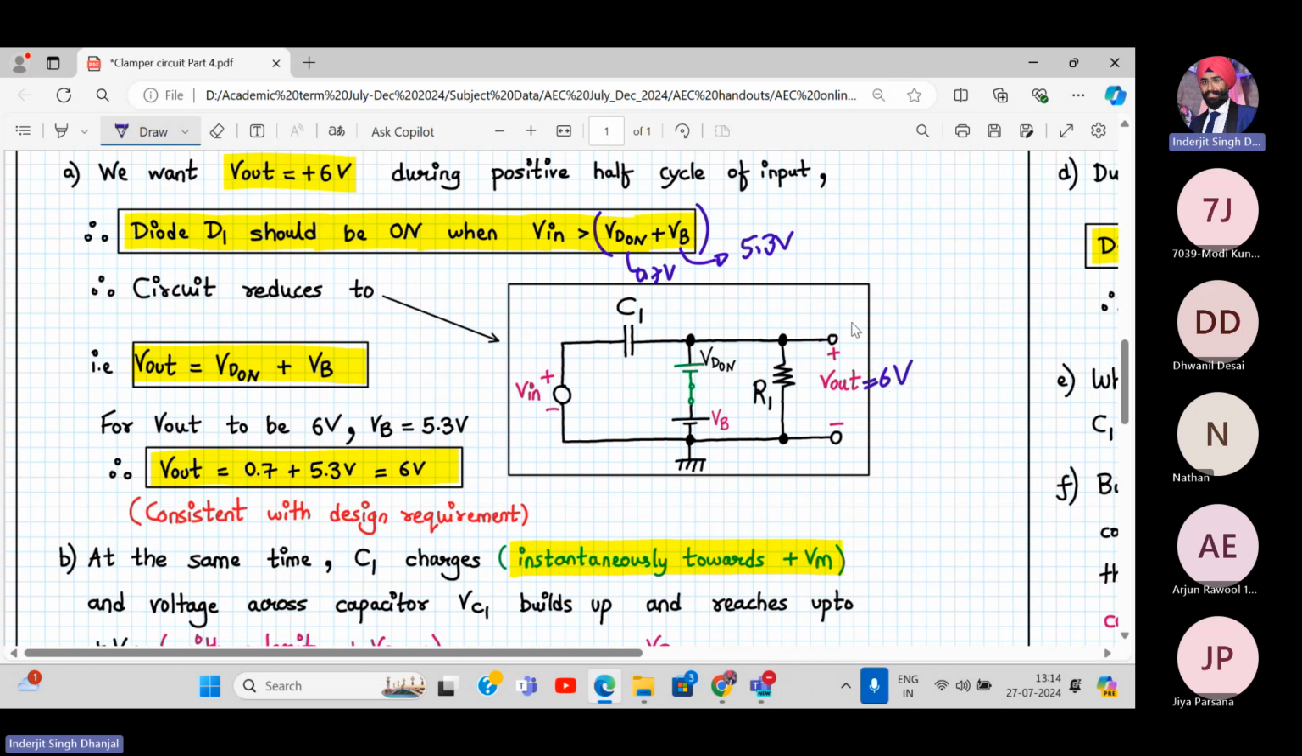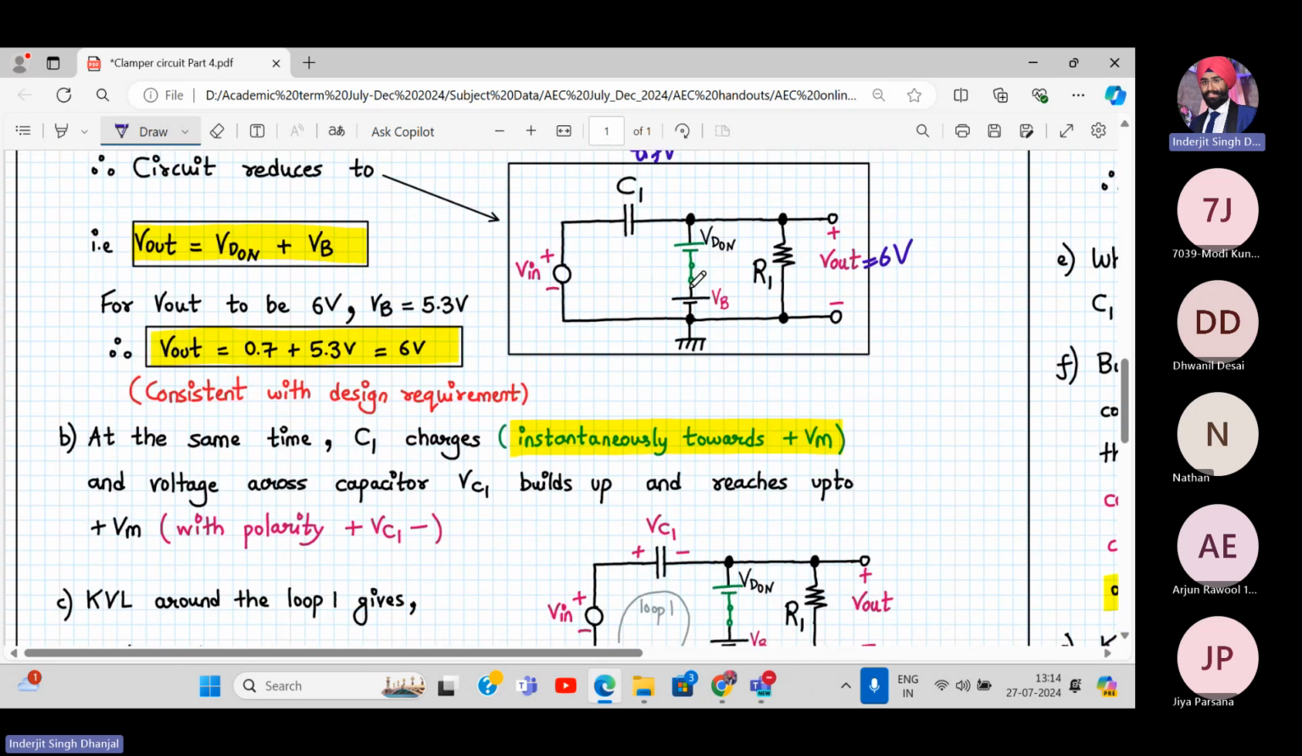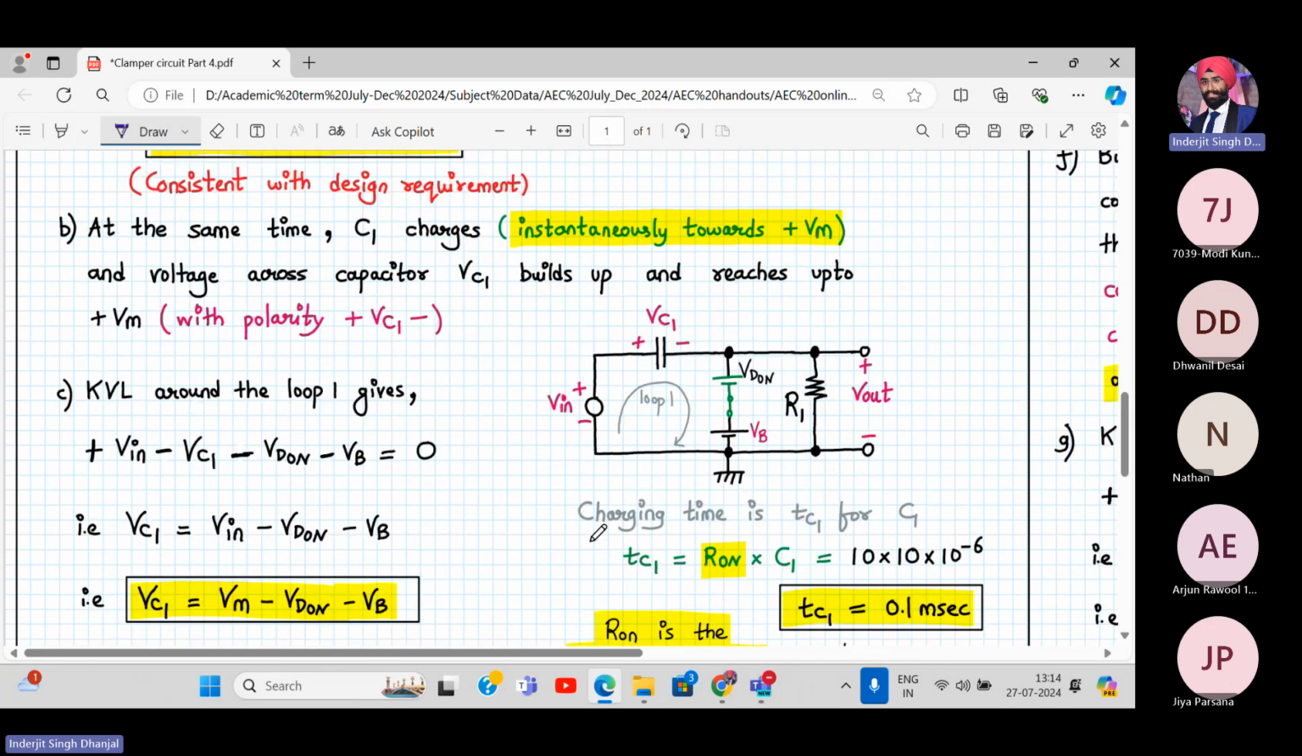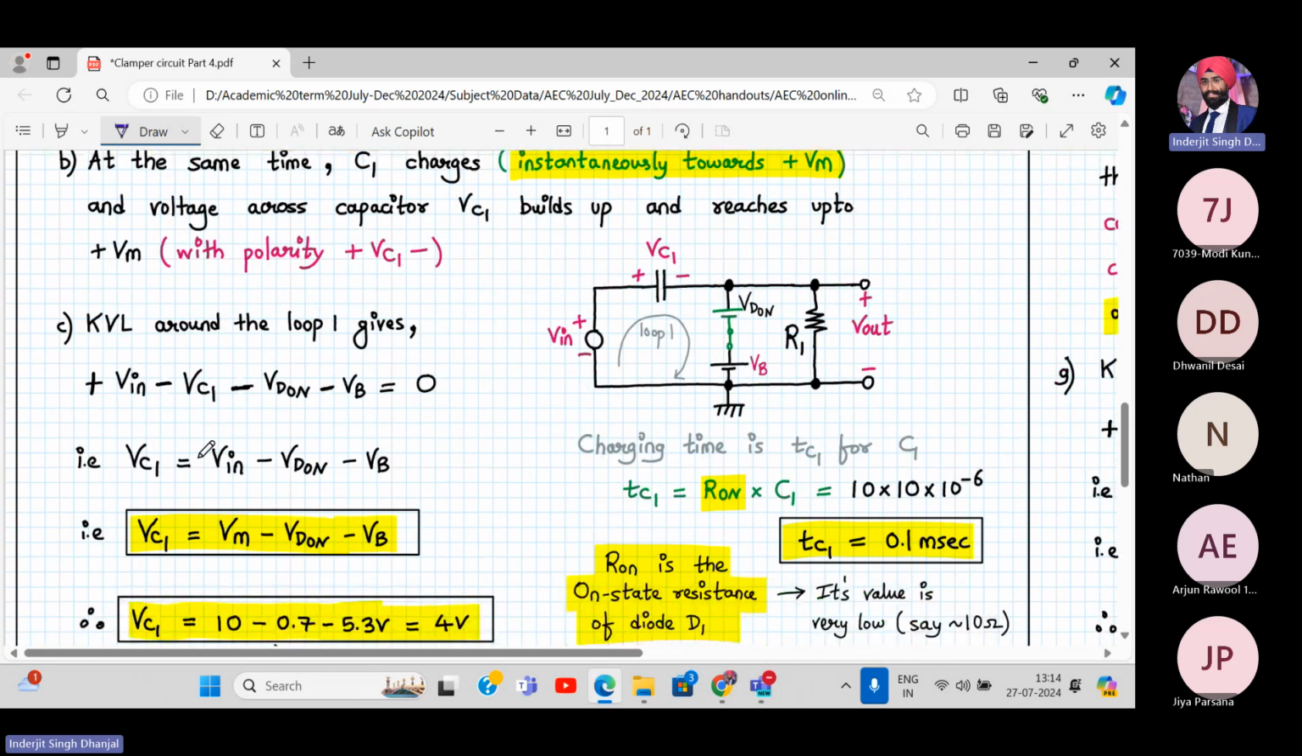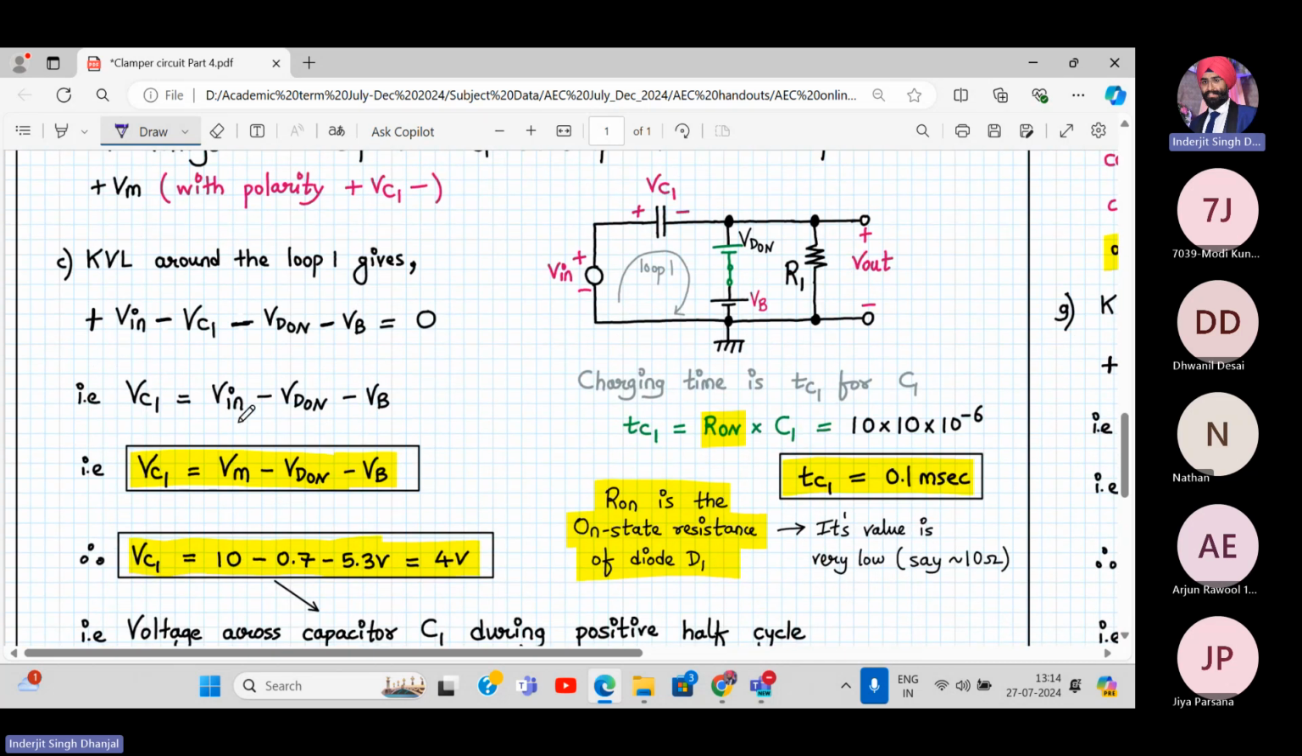Correct? Yeah. Now at the same time, the capacitor will charge in this direction and we'll apply the KVL around the loop. Let's find out how much energy the capacitor stores. So Vin minus VC1 minus VD on minus VB equals 0. So VC1 will be Vin minus VD on minus VB. Vin is VM in the positive half cycle. VD on is around 0.7, VM is 10, and VB is 5.3. So VC1 will be 4 volt.